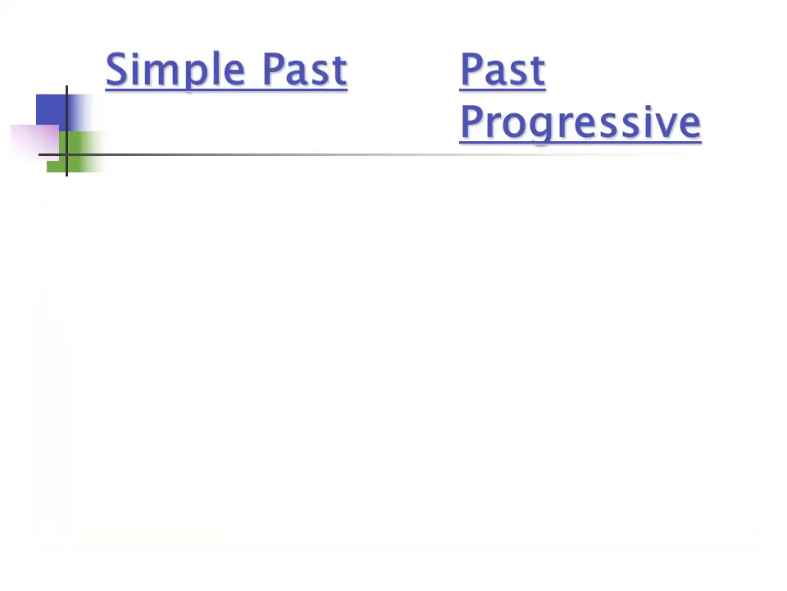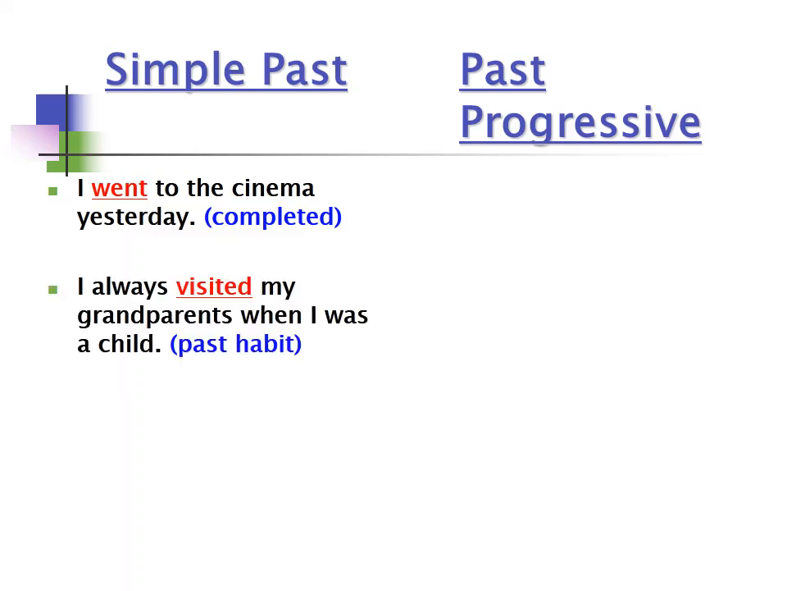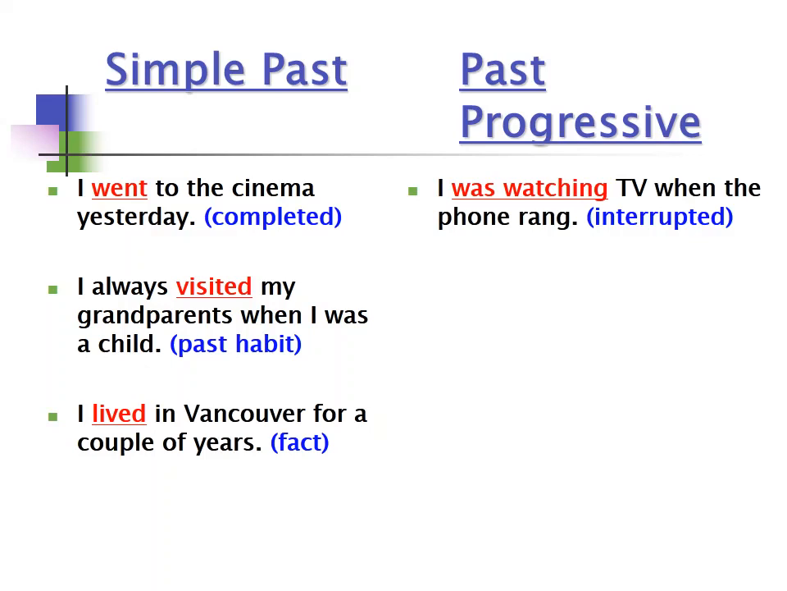The simple past and the past progressive example sentences. So for the simple past, we would have, I went to the cinema yesterday, and that's a completed action. I always visited my grandparents when I was a child. That's a past habit. And I lived in Vancouver for a couple of years. That's a fact. But with a past progressive, the example sentences are, I was watching TV when the phone rang.